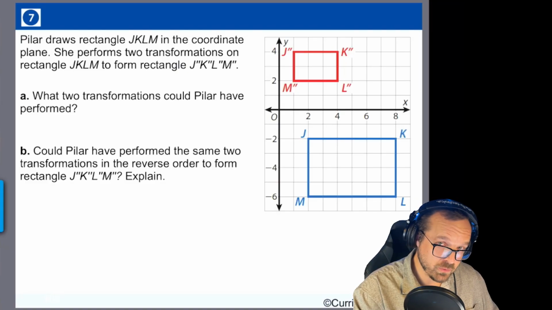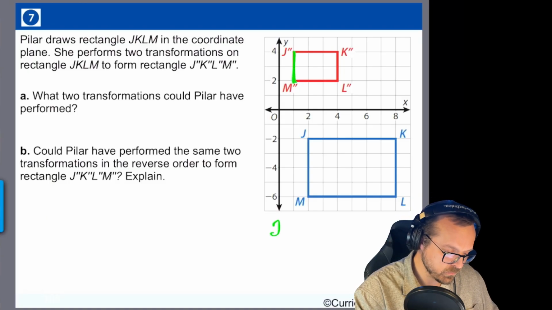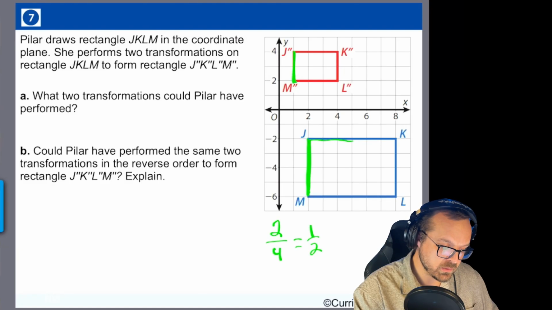I'm going to do new over old to figure out what that dilation is. The new side here is 2. The old side, or the original side, sorry, is 4, which reduces to 1/2. And I'm just going to make sure that works. 1, 2, 3, 4, 5, 6 times 1/2 is 3, so it does work for my other sides. So my scale factor is 1/2.